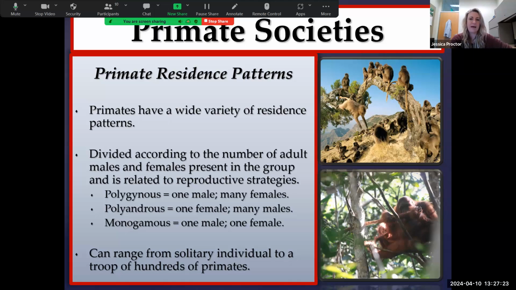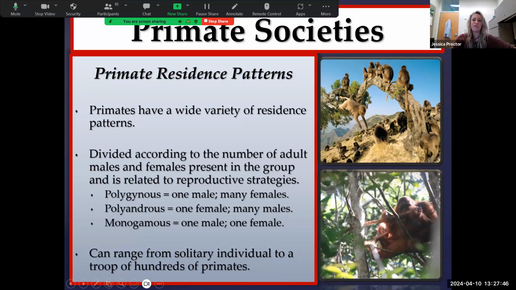So essentially a residence pattern, think of it as the home group or the natal group. It's divided according to the number of adult males and females present in that group, and it's also related to their reproductive strategies. There are only 3 reproductive strategies, but there will be 6 different residence patterns. So polygynous, and be careful, these are very similar words.